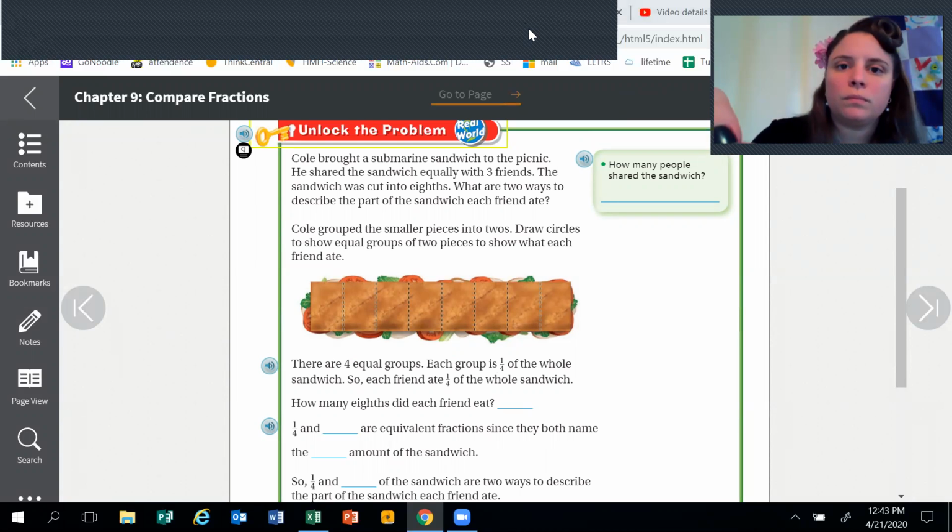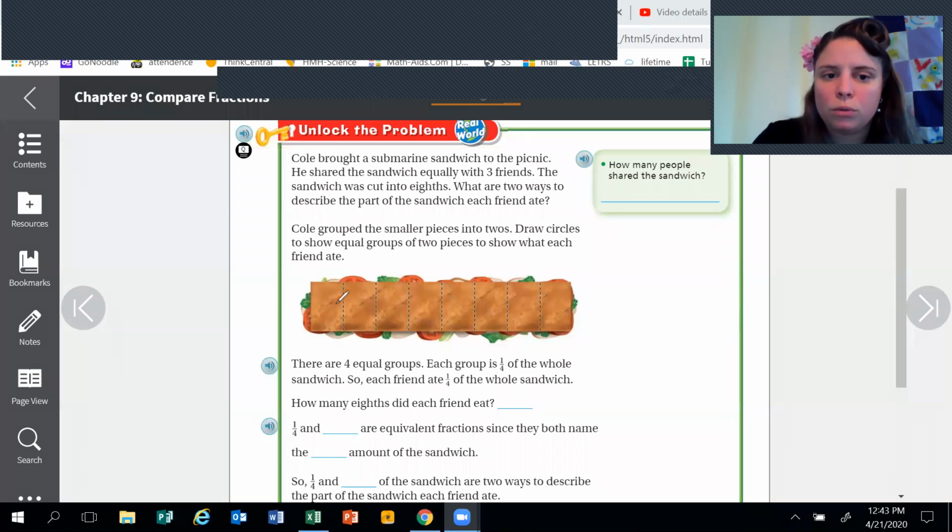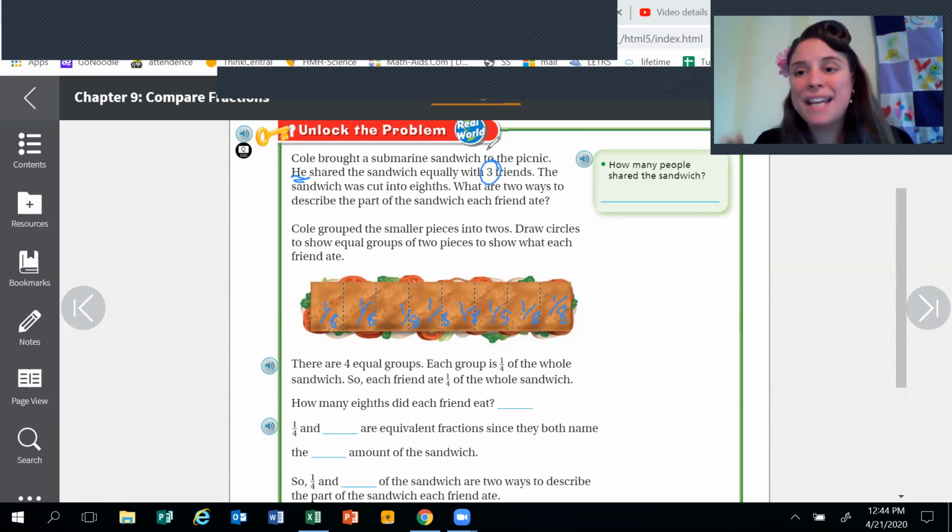So we have 8 pieces, 1, 2, 3, 4, 5, 6, 7, 8. Each one of these is an eighth. But do we have 8 friends? No, we don't have 8 friends. He shared it with 3 friends. So he and 3 friends shared the sandwich.